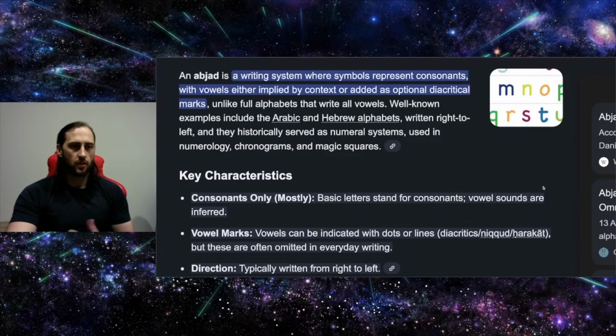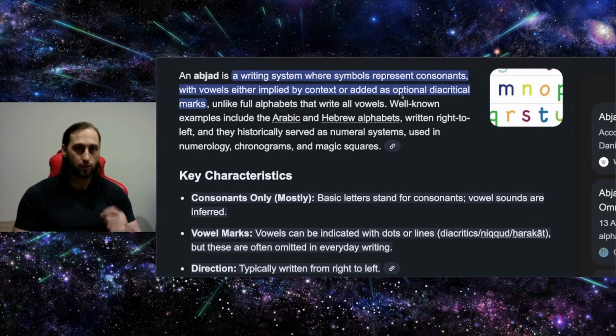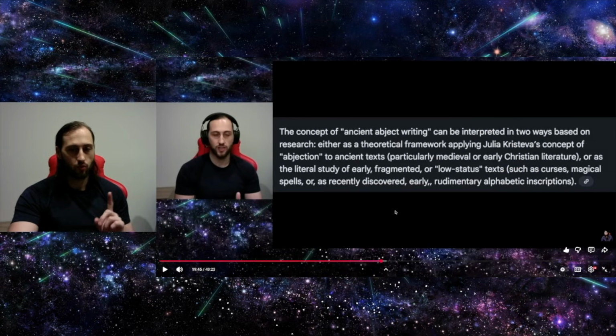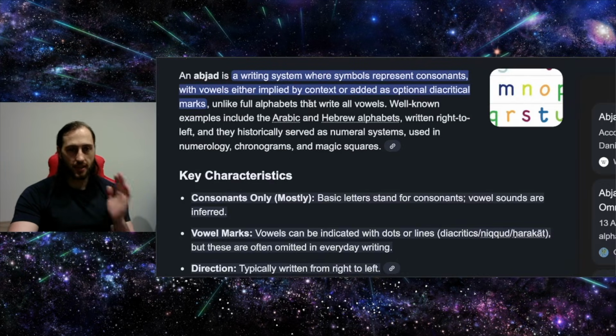So what is an abjad? An abjad is a writing system where symbols represent consonants with vowels either implied by context or added as optional diacritical marks. So he's saying Hebrew is an abjad, where the vowels are implied. You have no vowels, but they're implied. So you put vowel marks where you think they should go, which seems pretty rudimentary to me, based on the description of what abject is in this. That's why I thought he said abject, and it fit perfectly with this description. But abjad still sounds pretty rudimentary to me, but that's the difference. Abject, abjad. So that's what Hebrew was, an abjad, with inferred vowels.